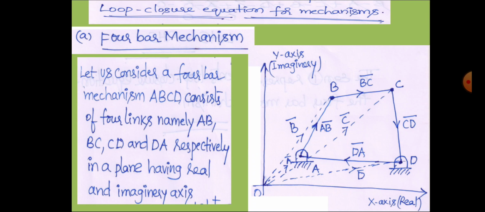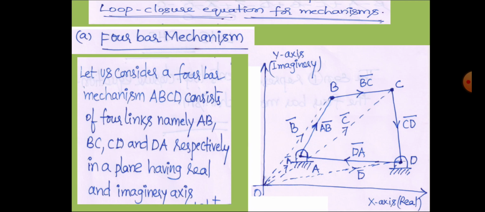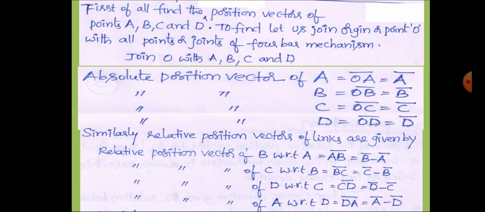Then connect the origin O with all the corners of the mechanism, or with all the points of the 4-bar mechanism A, B, C, D. So join O to A and write it with a dotted line as A bar, O to B, B bar, O to C, C bar, O to D, D bar. Like that, join the origin with all the points of the 4-bar mechanism. For what? In order to find the position vectors.